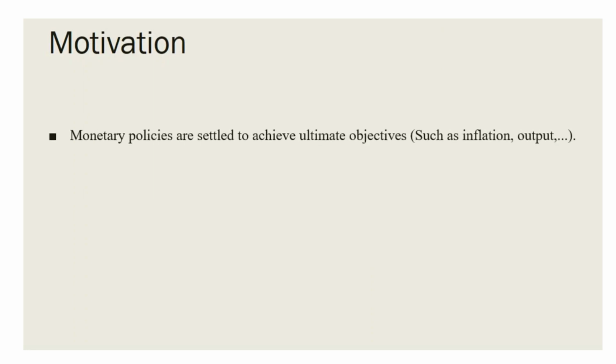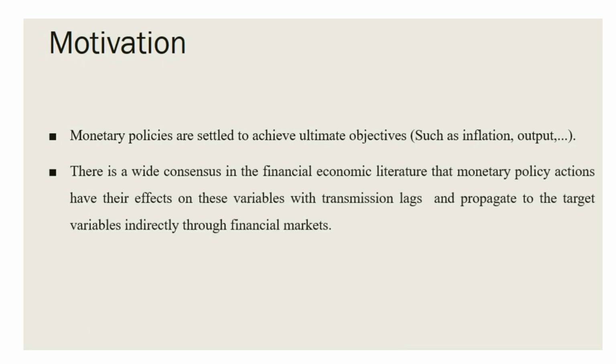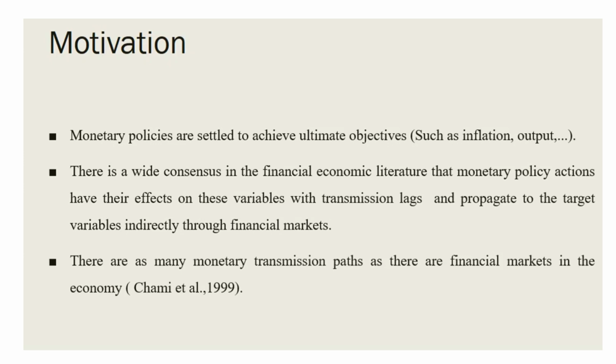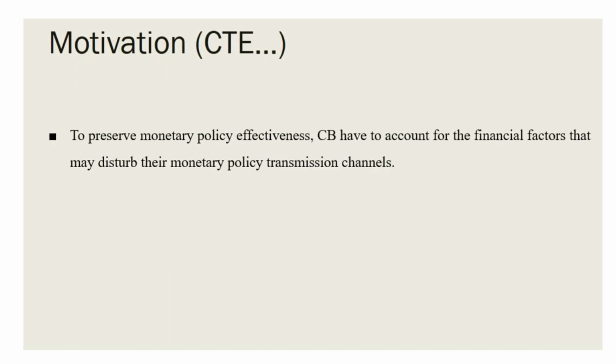So we're going to move now to the motivation. Monetary policy are set up to achieve ultimate objectives, such as inflation, output. There's a wide consensus in the financial economic literature that monetary policy actions have their effects on these variables with transmission lags and propagate to the target variables indirectly through financial markets. There are as many monetary transmission paths as there are financial markets in the economy, according to Shamil's article in 1999. So to preserve monetary policy effectiveness, central banks have to account for financial factors that may disturb their monetary policy transmission channels.